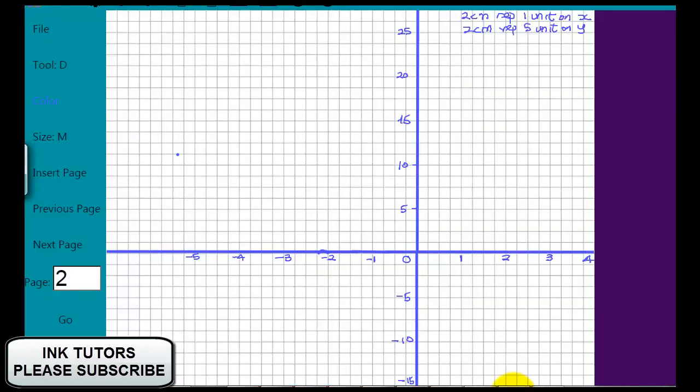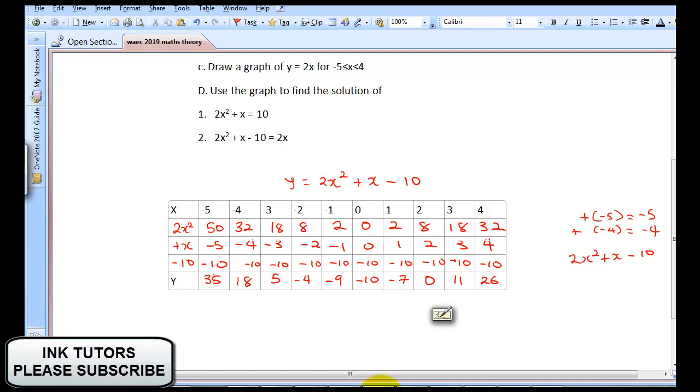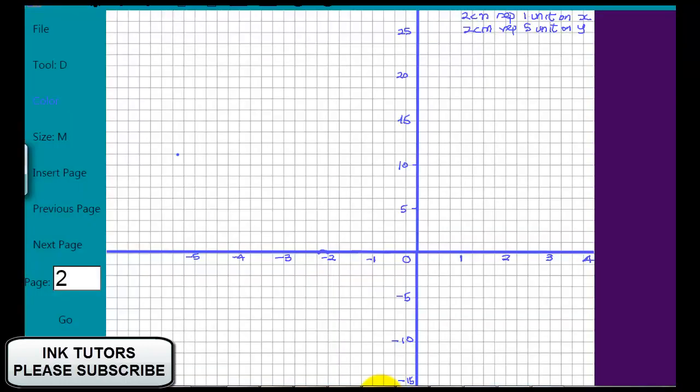When x is minus 5, y is 35. You can see, because our graph is small, we can't really get the 35 points, so let's leave that one out. Let's check the next one. The next one says when x is minus 4, y is 18. Okay, so I think that's within our range.